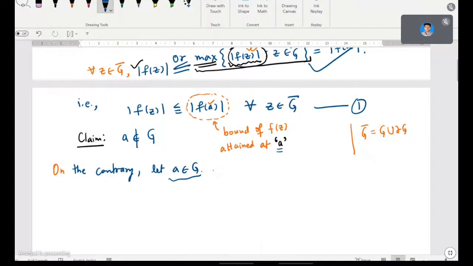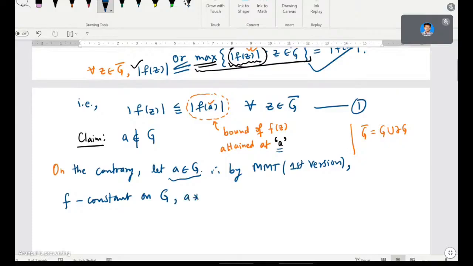And then by maximum modulus theorem first version, f will turn out to be constant on G. Yes or no? Yes, sir. Right? And which is a contradiction because for our discussion f is not constant, right class? Is this okay? Yes, sir.